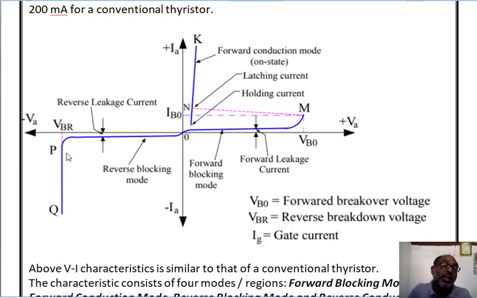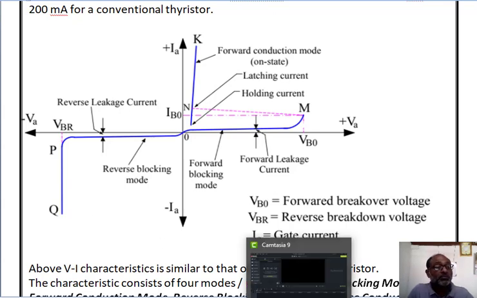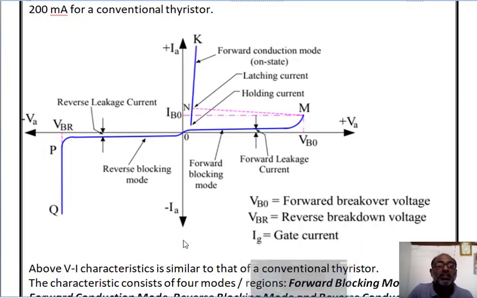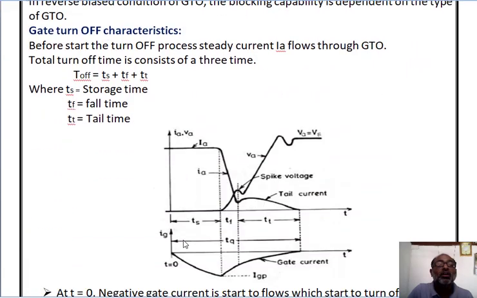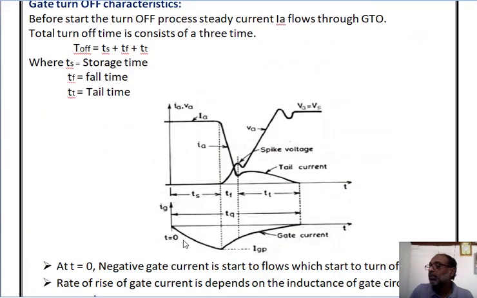So if a negative pulse is applied to the GTO and the operation time is very short, it does not destroy the GTO. So the reverse bias condition and the blocking capacity of the GTO in reverse bias depend on the construction of the GTO. Let me see the turn-off characteristics of the GTO.